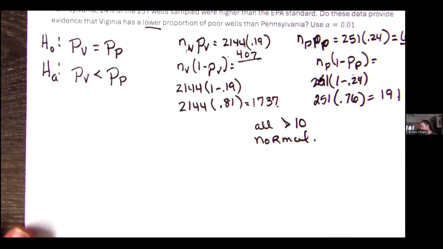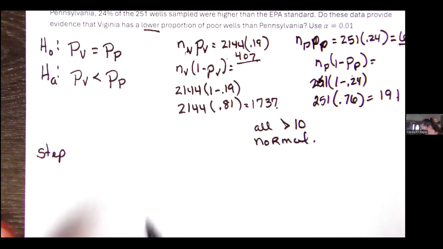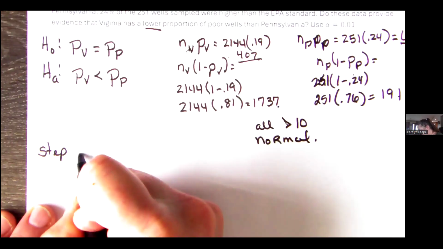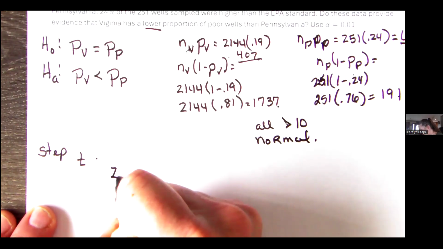So again, now we're going to go to step 3, which again, we're going to get from SALT. So we will get that test value, which is going to be a Z value.